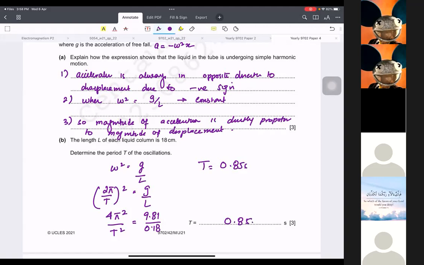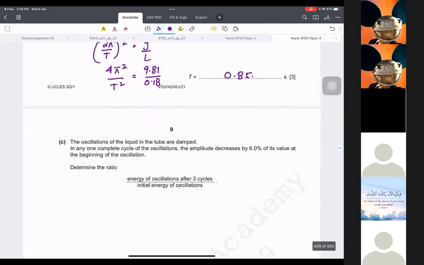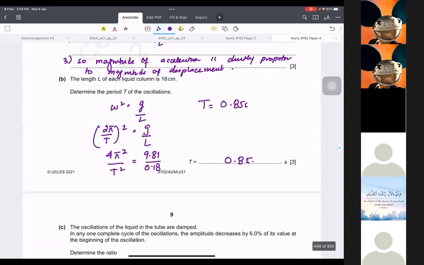Right. Okay. Then. Walaikum Salaam, Lisa. How are you? I'm good, sir. How are you? I'm good. Now, the oscillation of the liquid in the cube is done. Yes. Hari Krishna, Walaikum. Yeah. Square ko open kiya na?